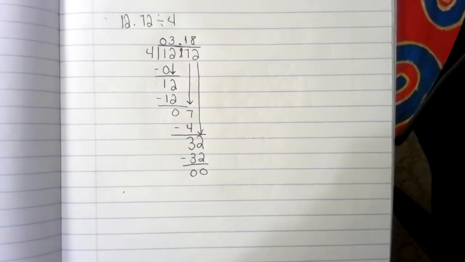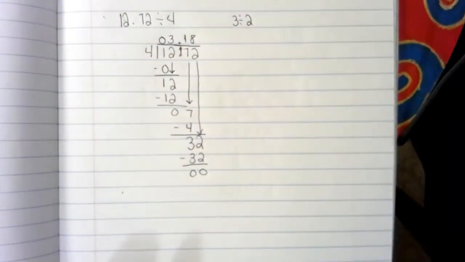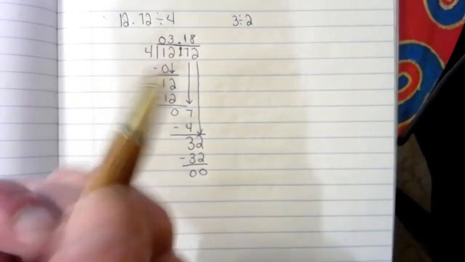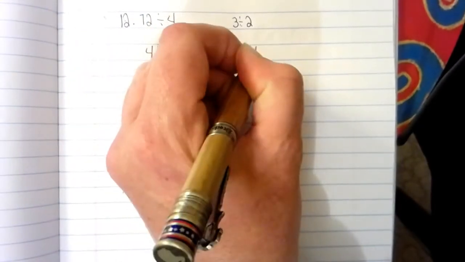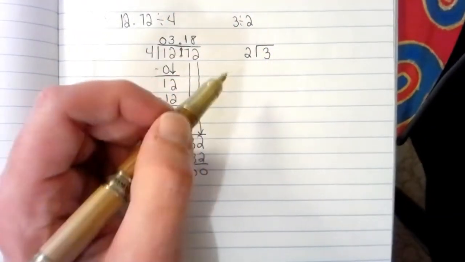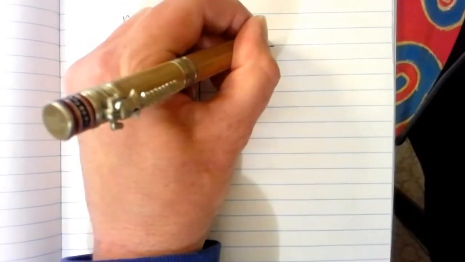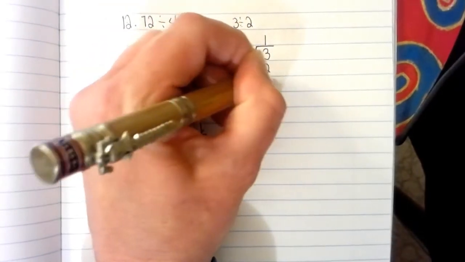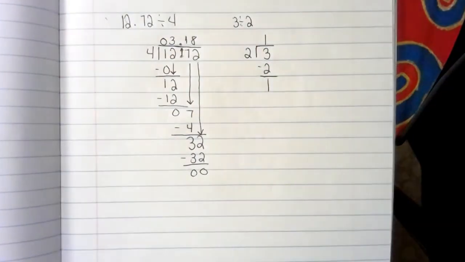Remember, in 5th grade, we no longer have remainders. So let's talk about what we'll do in that situation. 3 divided by 2. 2 is the divisor. 3 is the dividend. I will go place value to place value. 2 can go into 3 1 time with 1 left over. In 5th grade, I will always write my answers as a fraction or a decimal. In this case, I'm going to write them as a decimal.